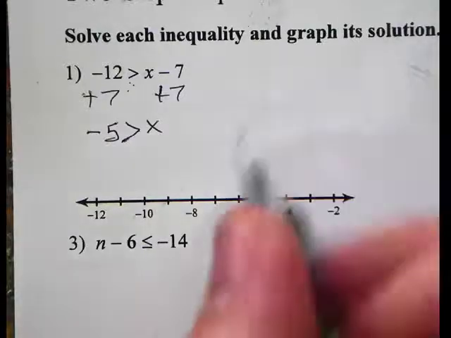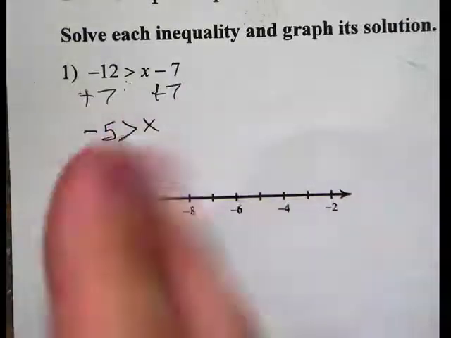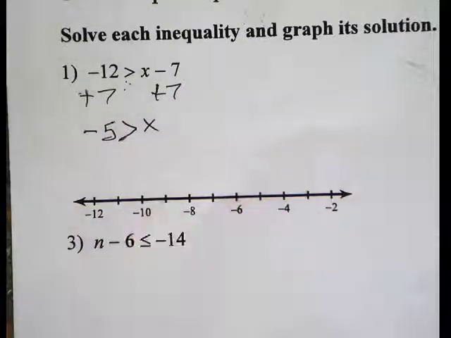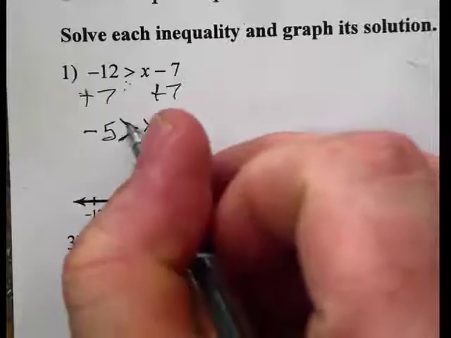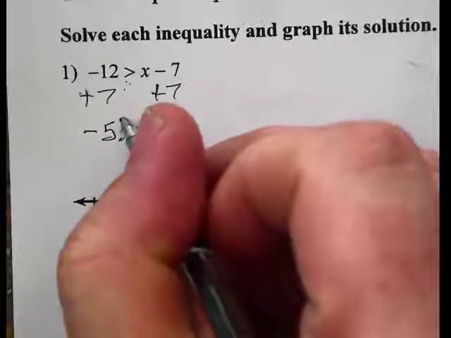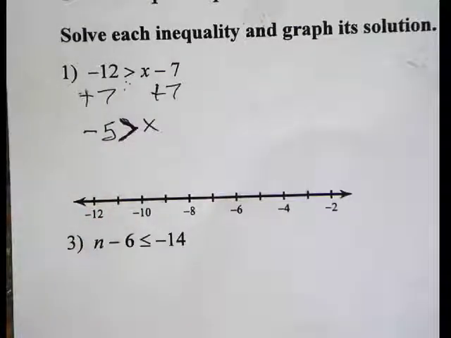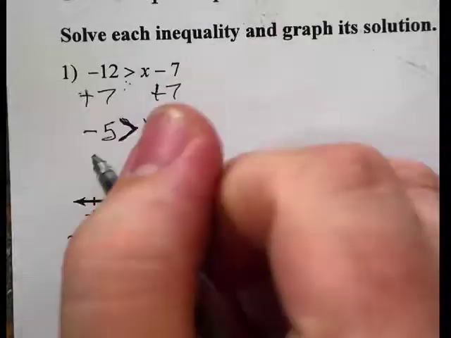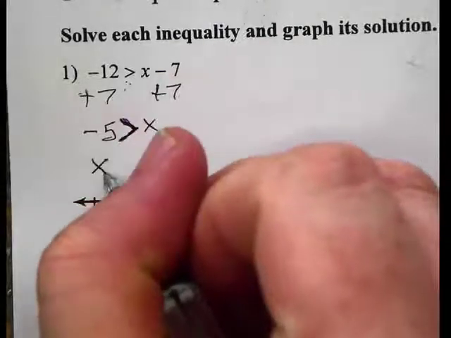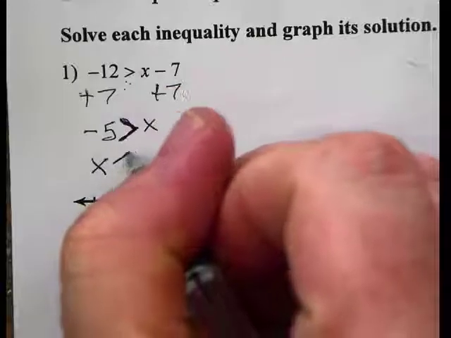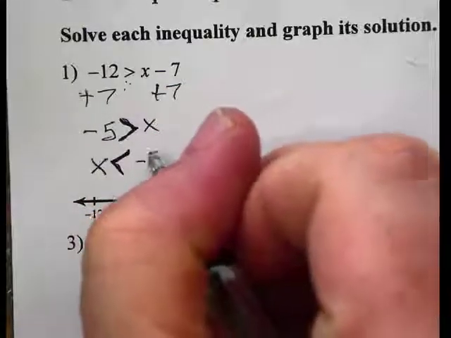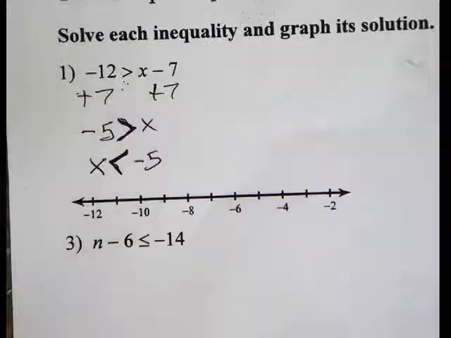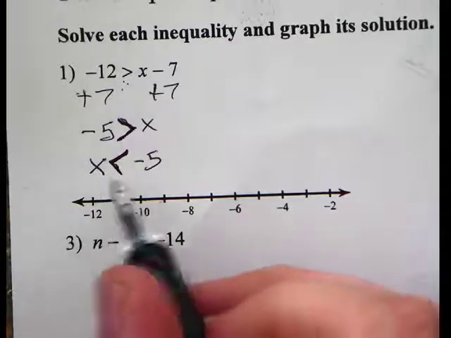Okay? But I need that flipped over. I need to make that x on the left. So right now it's pointing at the x. See how it points at the x? When I flip it, it still needs to point there. So I'm going to have the x on this side. It needs to point to the x, -5. Okay, so x is less than -5.